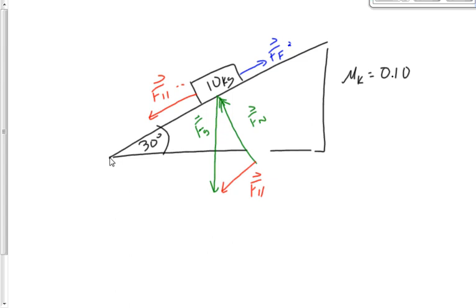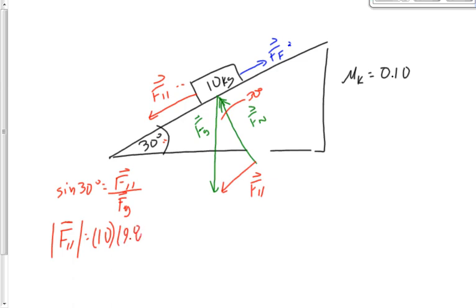Let's say sine, this is 30 degrees, right? Has to be, same angle as this. Let's say sine 30 degrees is equal to opposite over hypotenuse. F parallel is equal to 10 times 9.81 times sine 30, which I think gives me 49.05. Okay, there you go. There's F parallel.